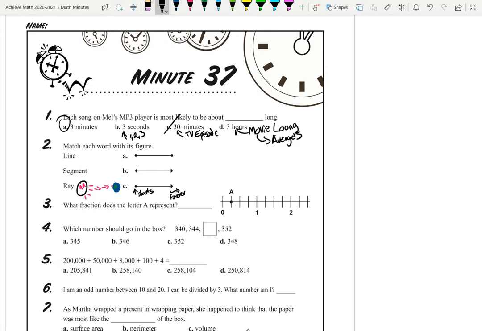B is going to be known as a line, and A is a line segment. And the idea is that a segment is a piece of a line that goes on forever. So if I drew this, it would go on forever, while a line segment can exist between A and B. So to refresh, a line goes on forever. B, a segment is A, and a ray is C.